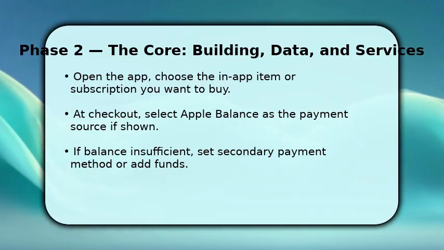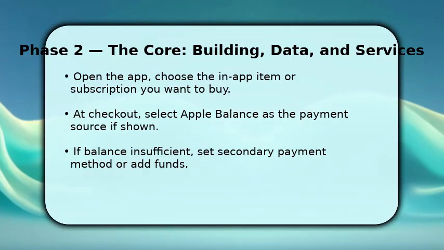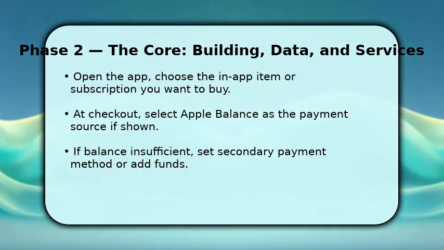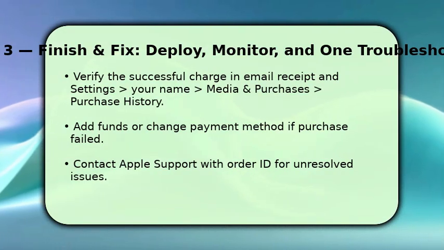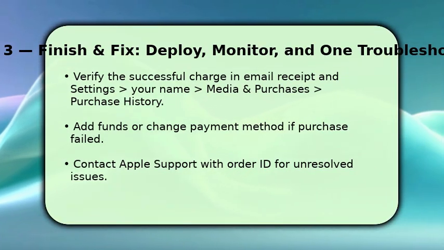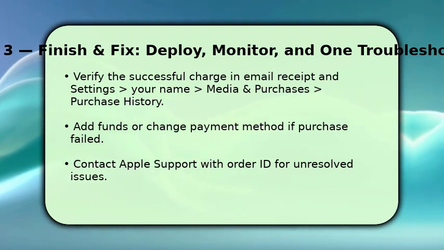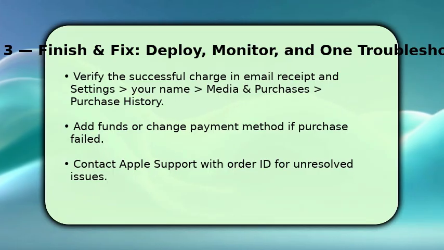Make sure to confirm the total including taxes and any trial periods so you know how much will be charged when the transaction completes. You confirm the purchase by checking the on-screen confirmation and the emailed receipt. Then review purchase history in settings to verify the charge applied to Apple Balance. If it failed, add funds or switch payment methods, then retry the purchase.